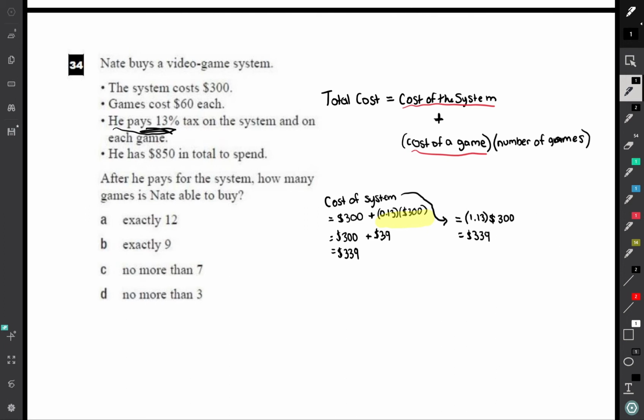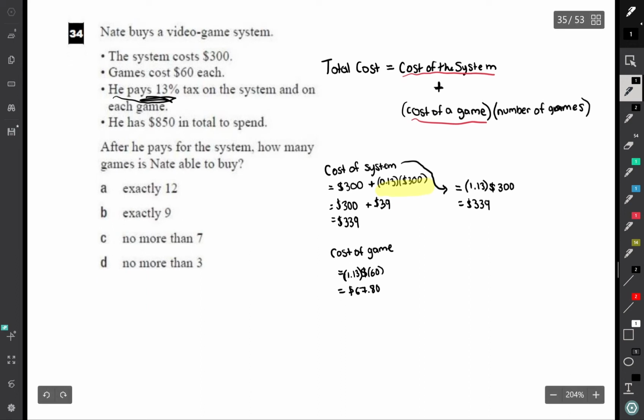Okay, so let's calculate the cost of a game. Same thing, same way. The cost of a game is $60 each, and we multiply that by 1.13 to find the after-tax price. So 1.13 times 60, we get $67.80. Remember, money always has two decimal places. We would never just put 67.8. We would put 67.80.